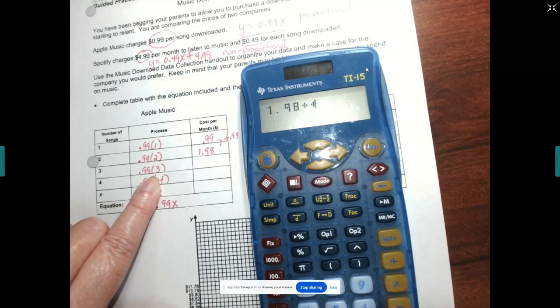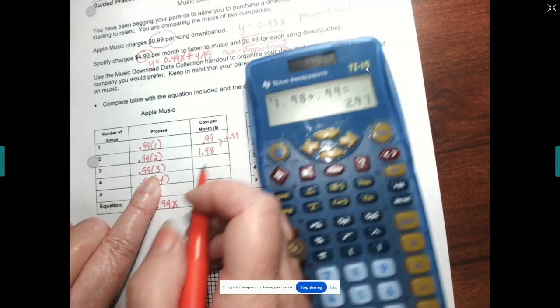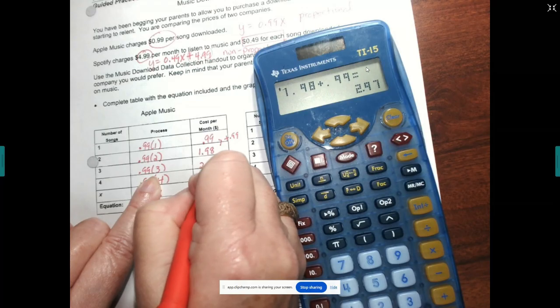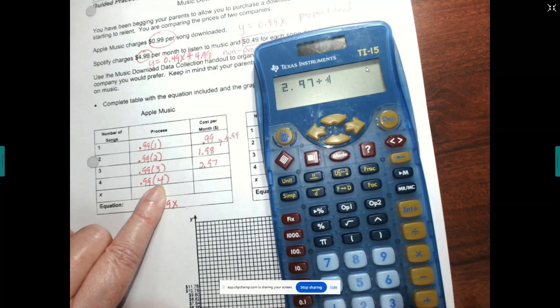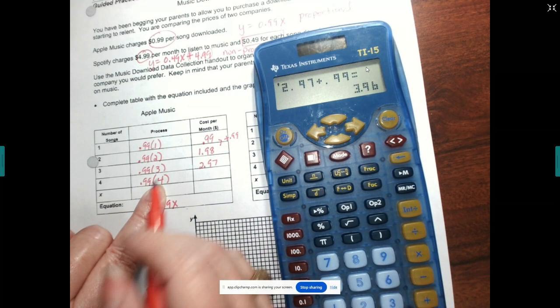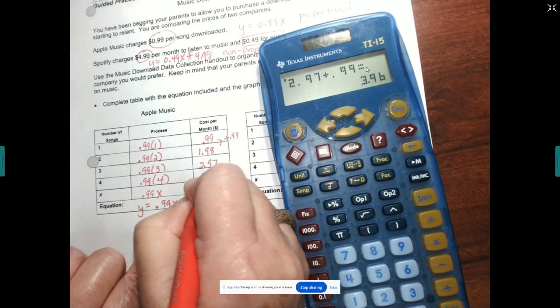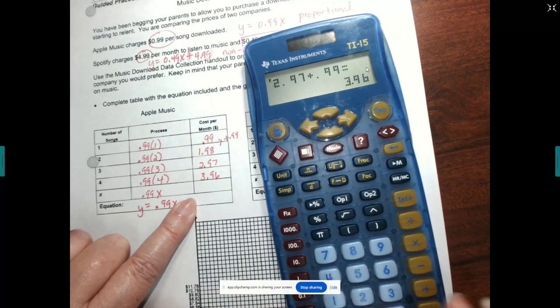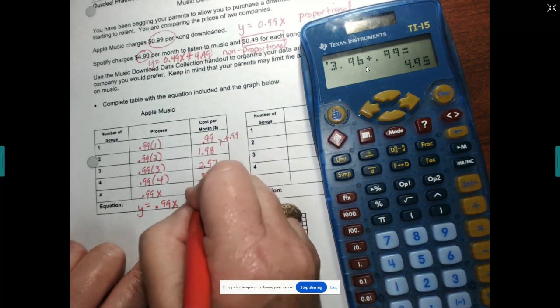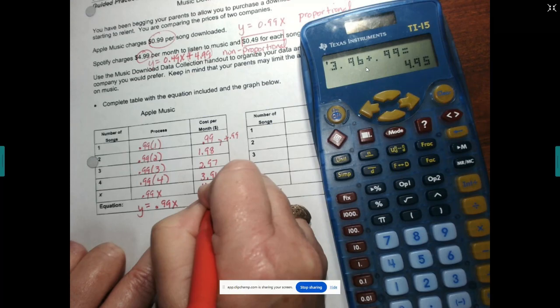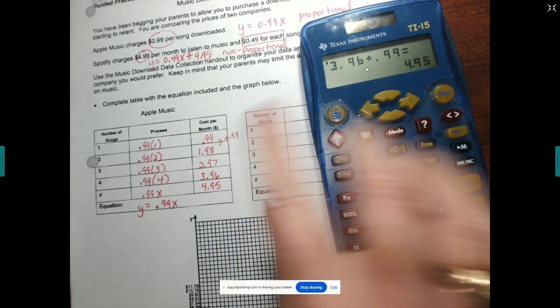So plus 99 cents, that would equal $2.97. Plus 99 cents, that would equal $3.96. And then another 99 cents for that fourth song, that would equal $4.95. So this is what the table for Apple Music looks like.